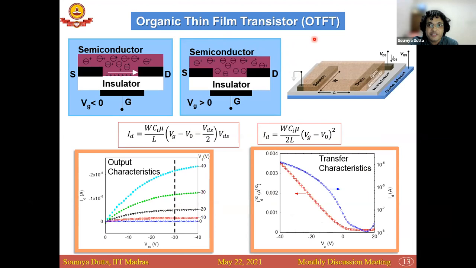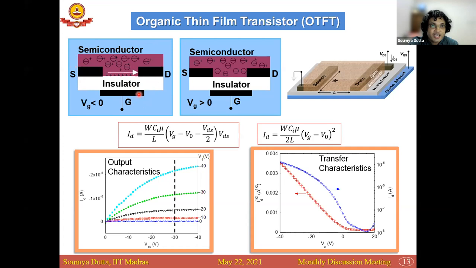Okay, so how does it work? It's a very simple structure and a very interesting structure too, because the structure consists of three metal electrodes: source, drain, and gate. It has a semiconductor, which is the purple color, and an insulator. Now, this is the only device structure I can think of where you have metal, insulator, and semiconductor together. So that's why it's a very interesting structure.